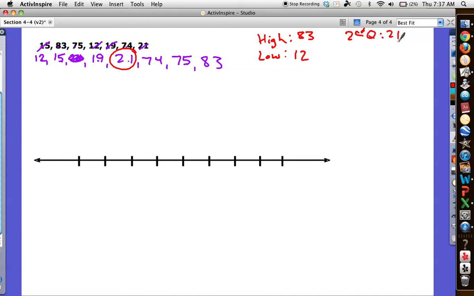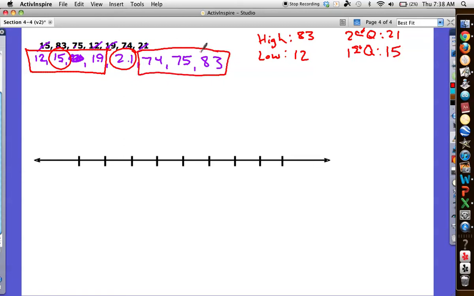Okay, now, this is the median. So I cannot count this in the lower half. I can't count this in the higher half because it's in the middle. All right? So I'm going to find, for my first quartile, the middle of these 3 numbers, 15. There's my first quartile. For my third quartile, okay, again, 21 is not part of the higher half of the data. 75 is my third quartile.